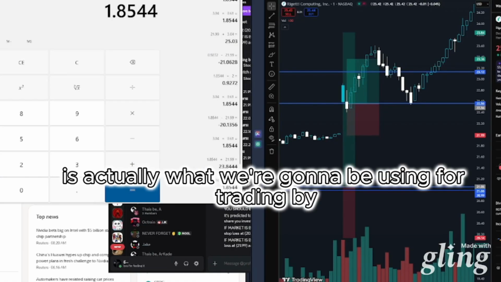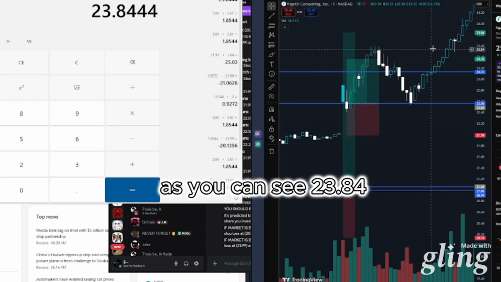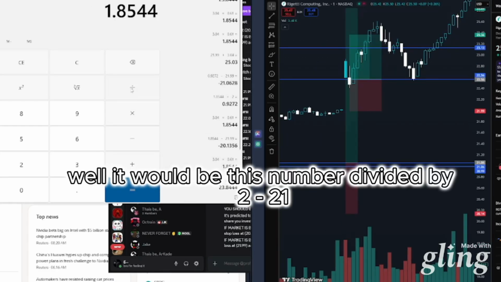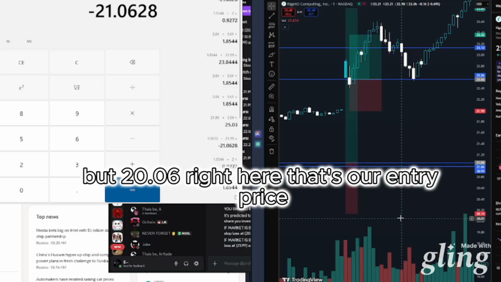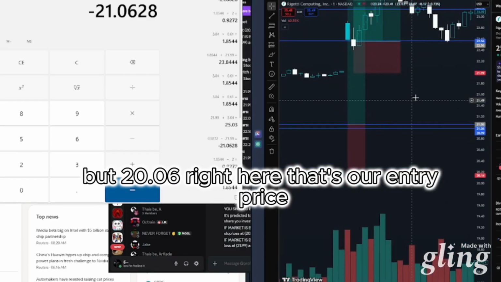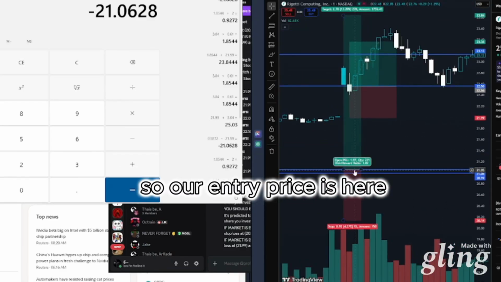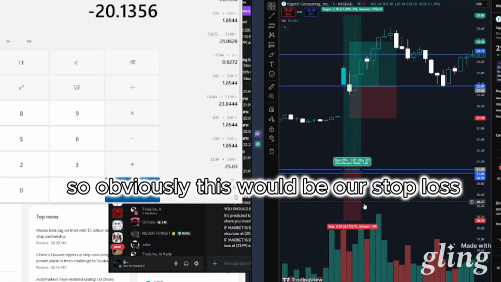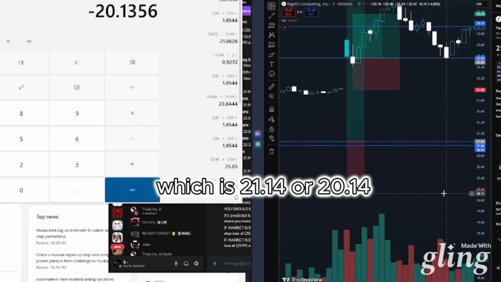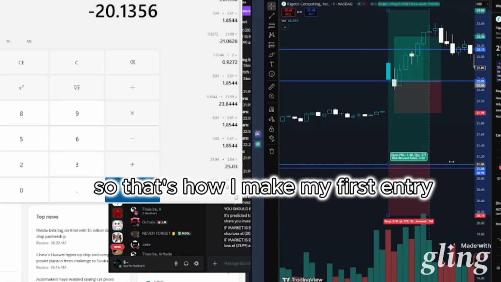This number right here is actually what we're going to be using for the trading bot. As you can see, 23.84. Well, it would be this number divided by 2 minus 21.99, and it's negative, but 20.06 right here. That's our entry price. So our entry price is here, and here is our take profit. Our entry price is half of the golden ratio. So obviously, this would be our stop loss, which is 21.4 or 20.4. So that's how I make my first entry.